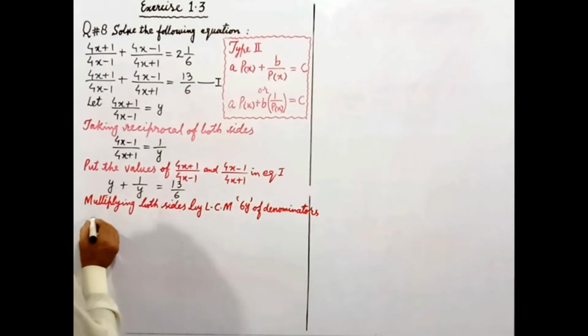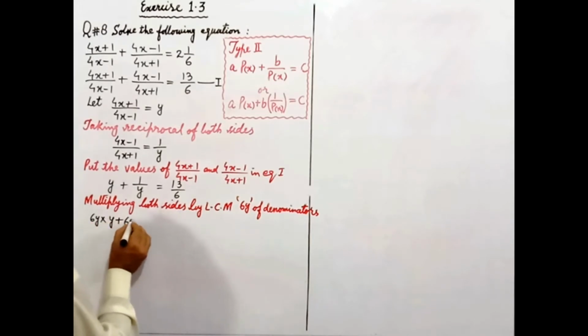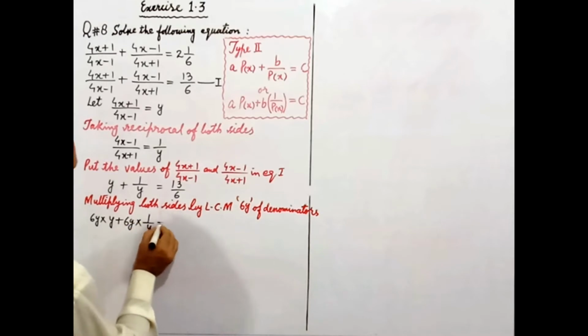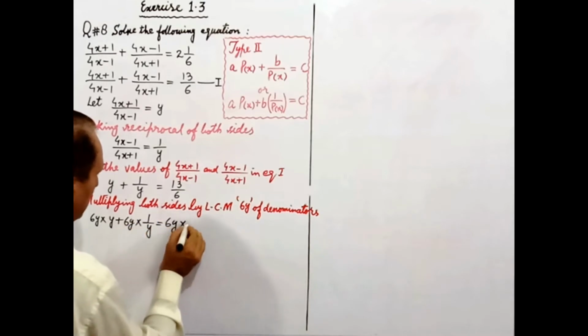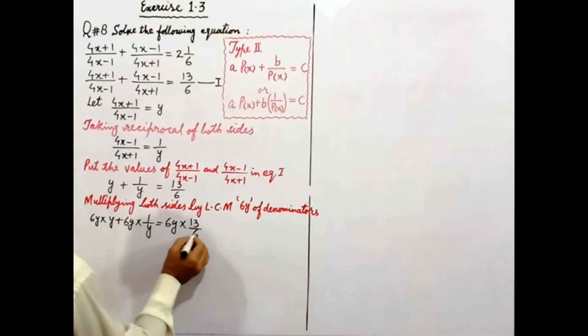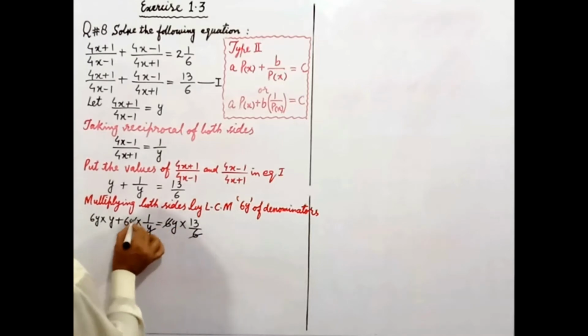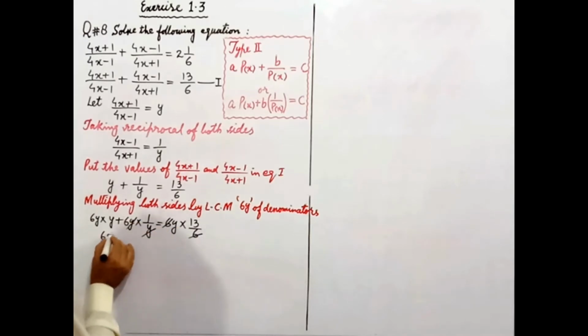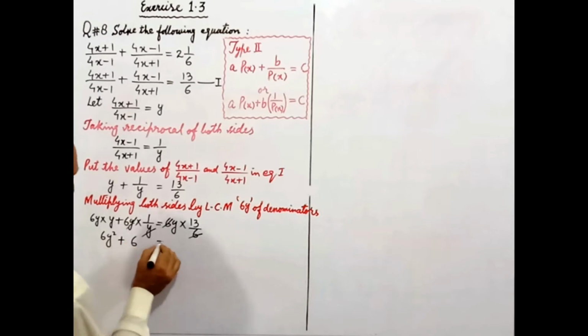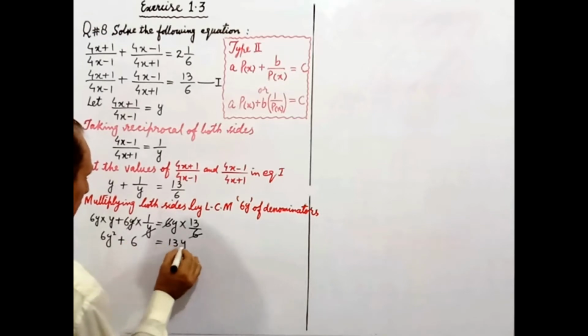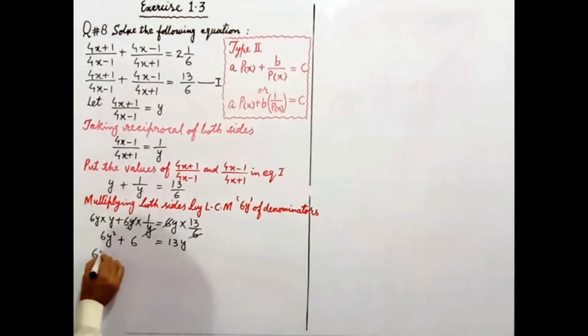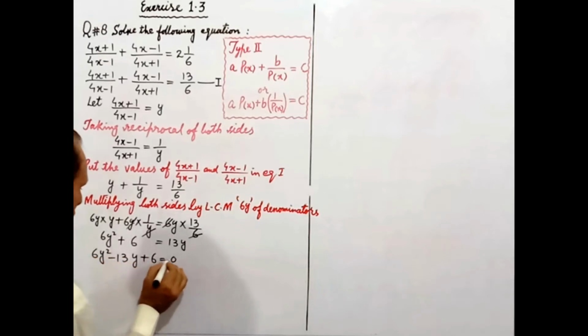We have 6y multiplied by y plus 6y multiplied by 1 over y is equal to 6y multiplied by 13 over 6. 6 is cancelled by 6, y is cancelled by y. We have 6y square plus 6 is equal to 13y. Writing in standard form, we have 6y square minus 13y plus 6 is equal to 0.